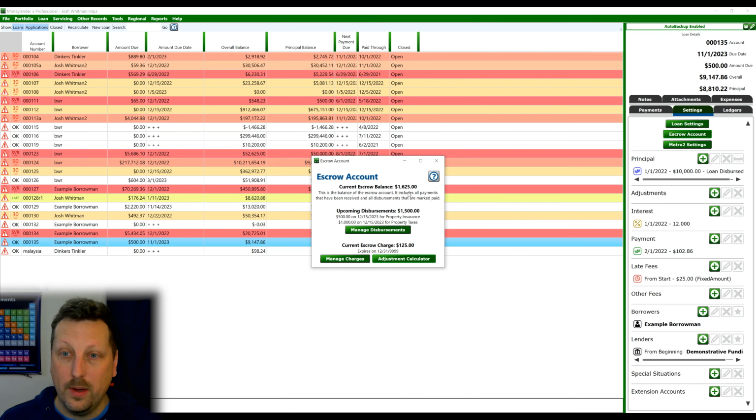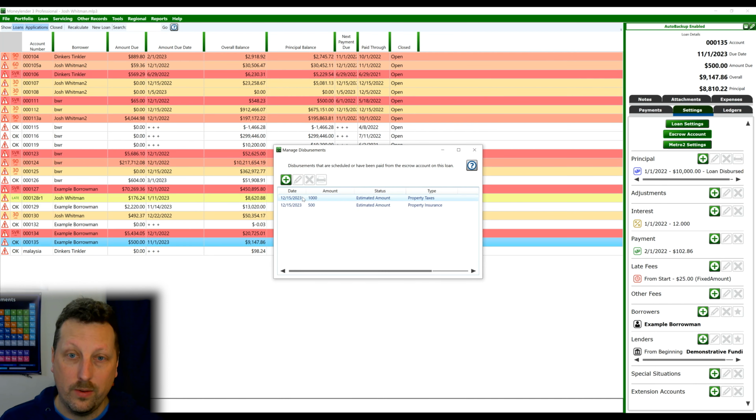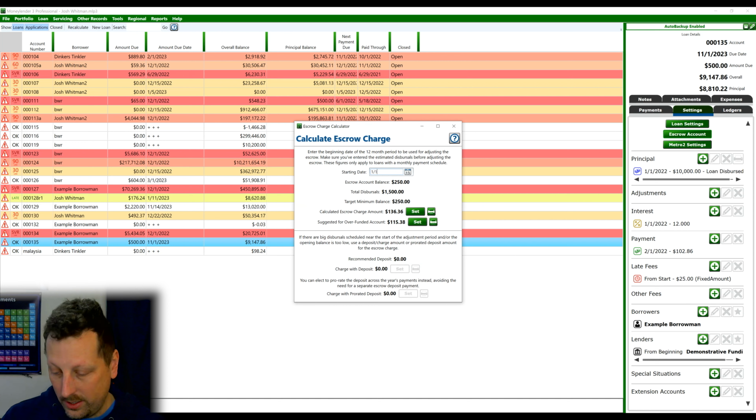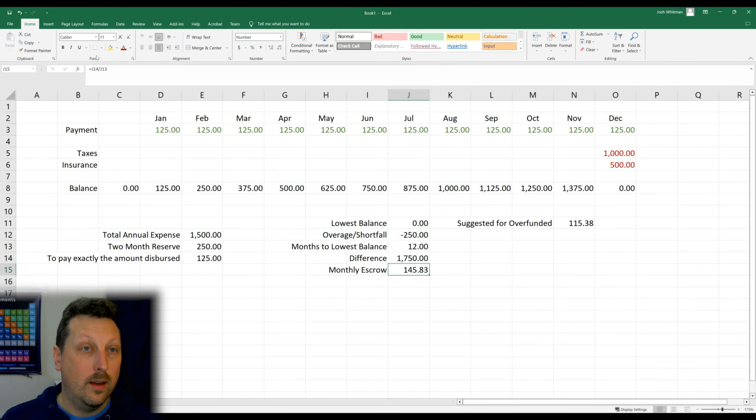And if we look at Moneylender, I've set up that same situation where we have our $2,500 or so in December. And if we set this to January 1st of 2023 as the period in question, we start with a balance of 0. We have $1,500. Our minimum balance is $250. And it wants us to collect $145.83. And that's exactly what we come up with by doing the math by hand in Excel.